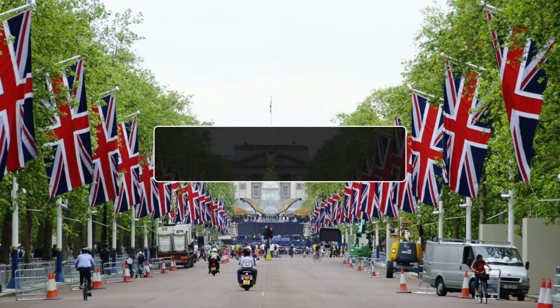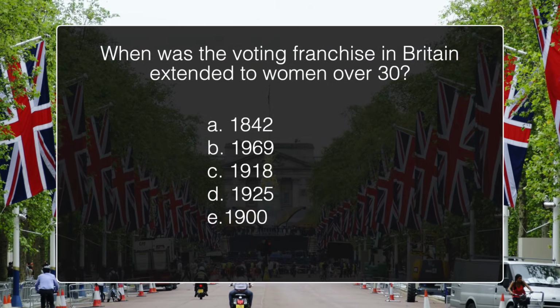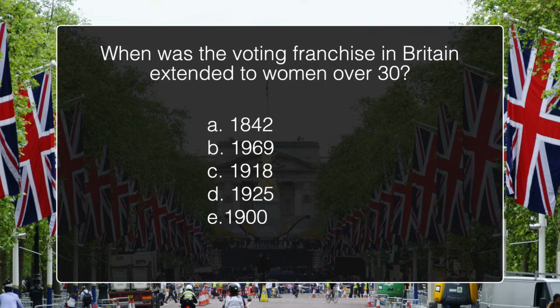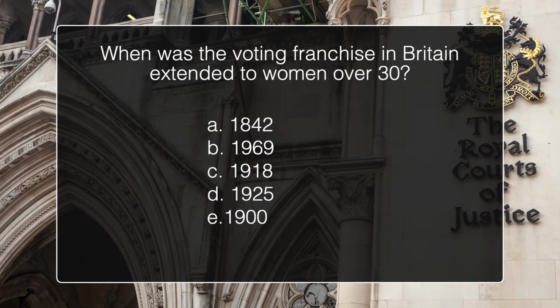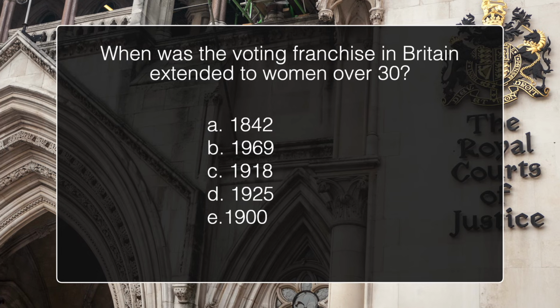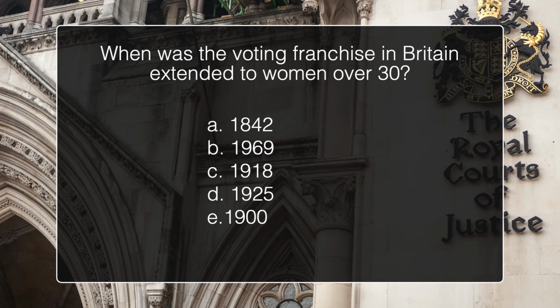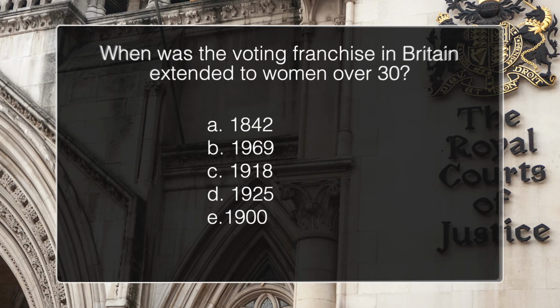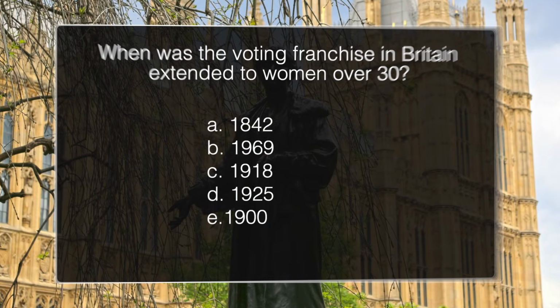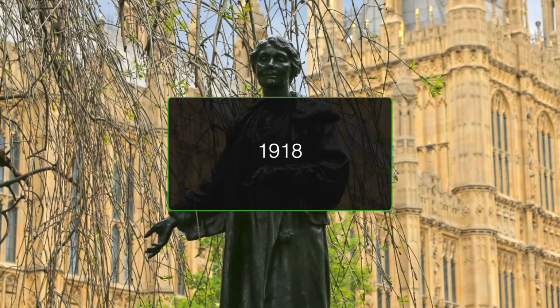When was the voting franchise in Britain extended to women over 30? 1842, 1969, 1918, 1925, 1900. The answer is 1918.